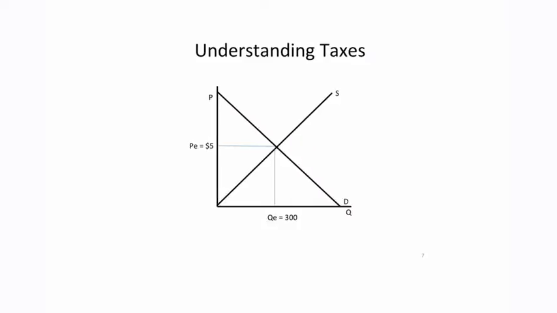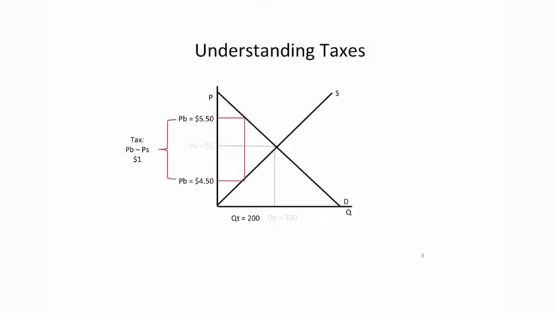So before the tax, we see that we are at an equilibrium point. Here, at this price, PE, the price for the buyer and the price for the seller are exactly the same. Quantity demanded is equal to quantity supplied. So our market clears. There's no distortions.